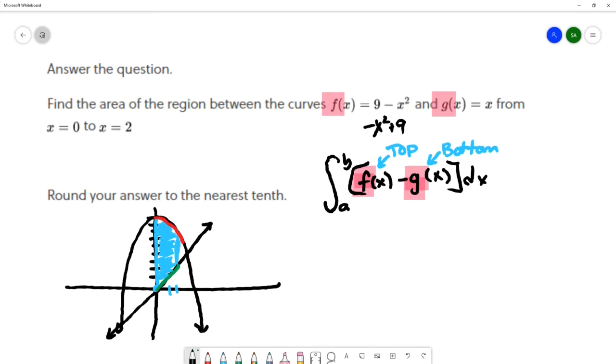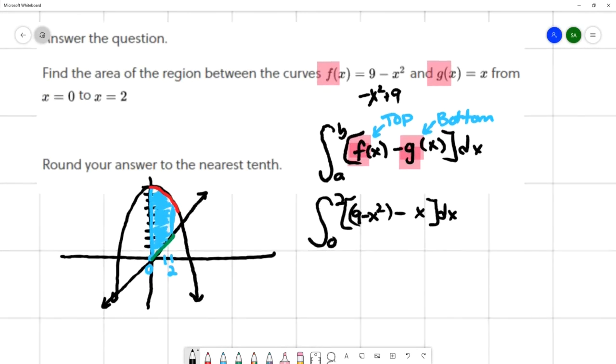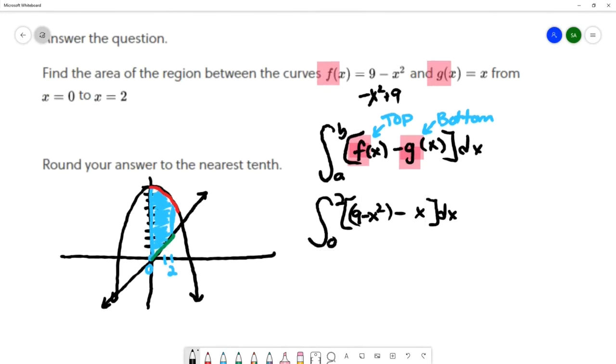So now we're ready to substitute into our integral. And we're going to have the definite integral from 0 to 2. Those are our x values from 0 to 2. And then our top curve is the parabola 9 minus x squared minus the bottom curve of x dx. So we've got the setup, and then we'll solve this integral to find the area.